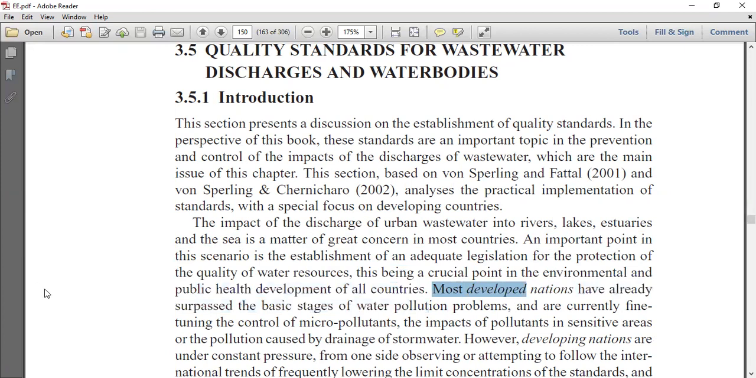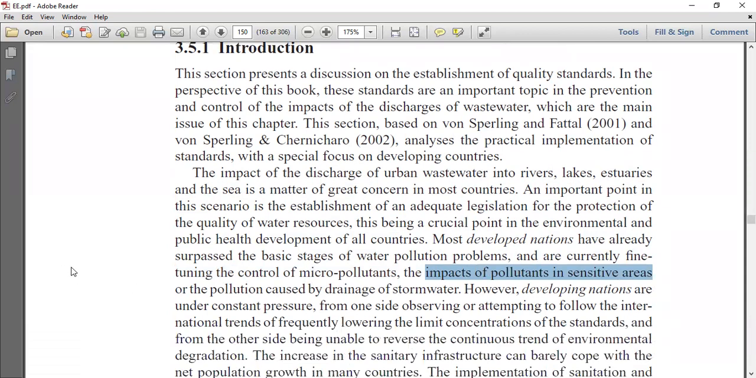Most developed nations have already surpassed the basic stages of water pollution problems and are currently targeting the control of micropollutants, the impact of pollutants in sensitive areas, or the pollution caused by the drainage of groundwater.